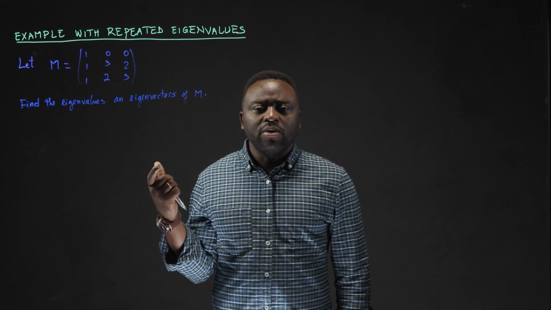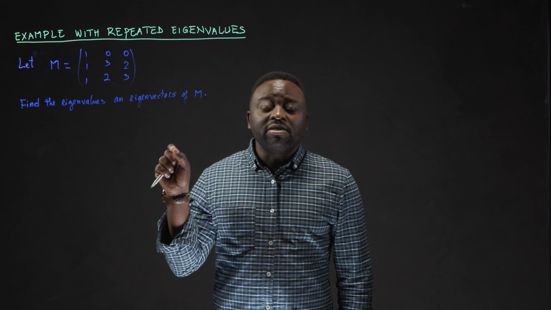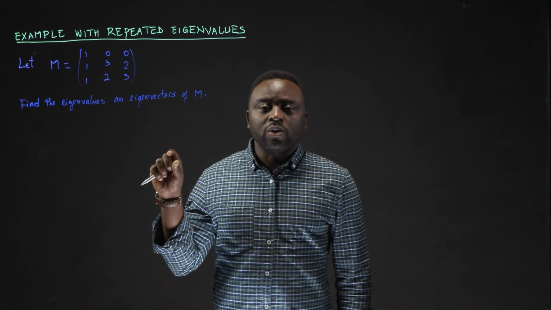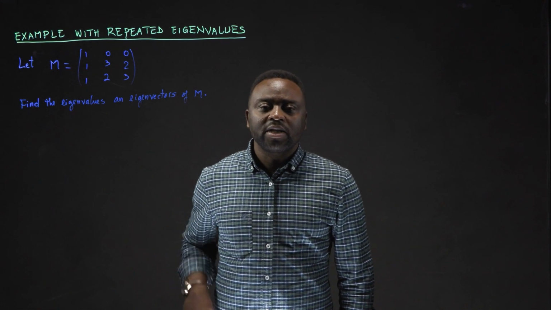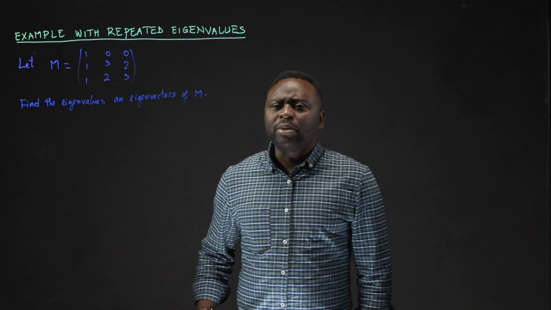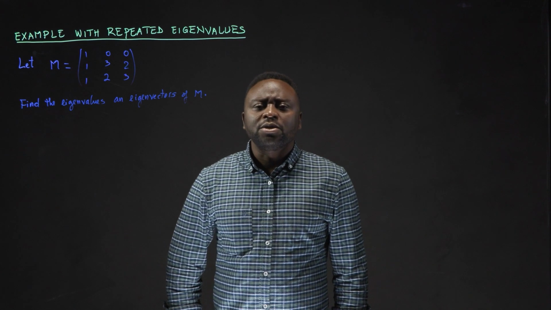Of course, there is a lot to say about that. We can cover it in this video, but in the tutorial questions, we will solve one or two questions where you still have to deal with repeated eigenvalues. So let's look at this example. We have this 3 by 3 matrix, and the question is: find the eigenvalues and the eigenvectors associated with this matrix M.